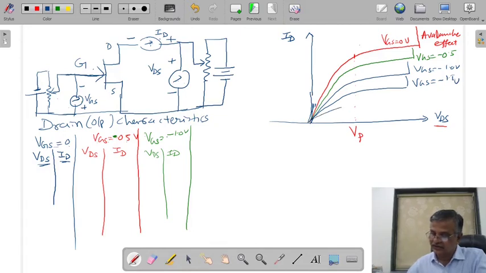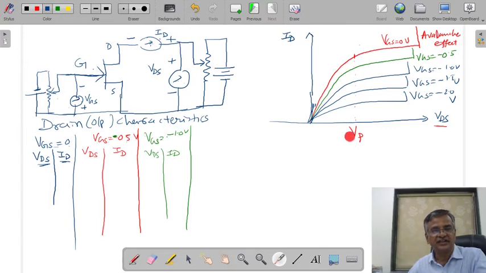So for different values of VGS, if you increase the VDS and note this down, you will get such kind of characteristics. This is called your output characteristics, or you can say drain characteristics. Now we have to understand why you are getting this. What is the reason? Why is it shifted down? That I am discussing now.